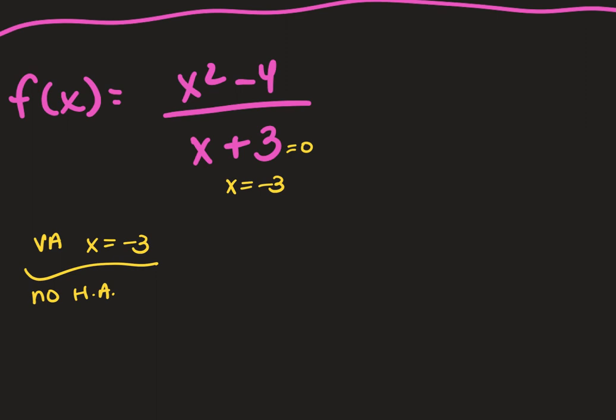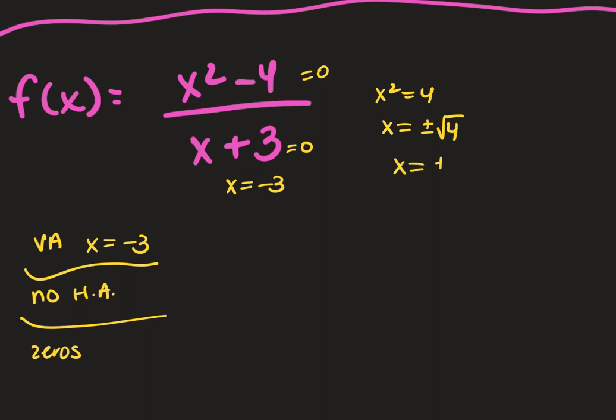And then the zeros would come from your numerator. So I would set this equal to 0. X squared would equal 4. Square root both sides, putting a plus and minus in front of the 4. And I get x equals plus and minus 2. So my zeros are -2 and +2.